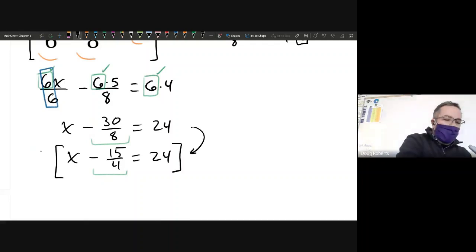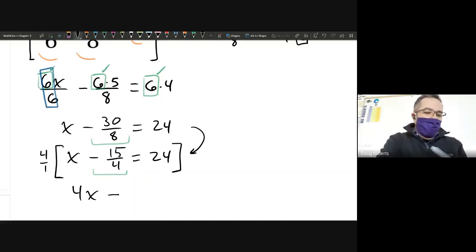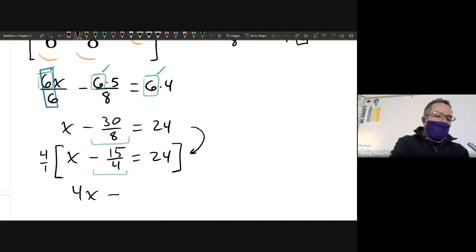Yes, exactly. Thank you. We are going to push across a factor of 4. So this is going to become 4x minus, you know what? I'm just going to show this. Look at this. You can see if I push across a factor of 4 to that term, isn't this just going to become minus 15? Yeah. And that's going to equal 4 times 24, which is, I believe, 96.